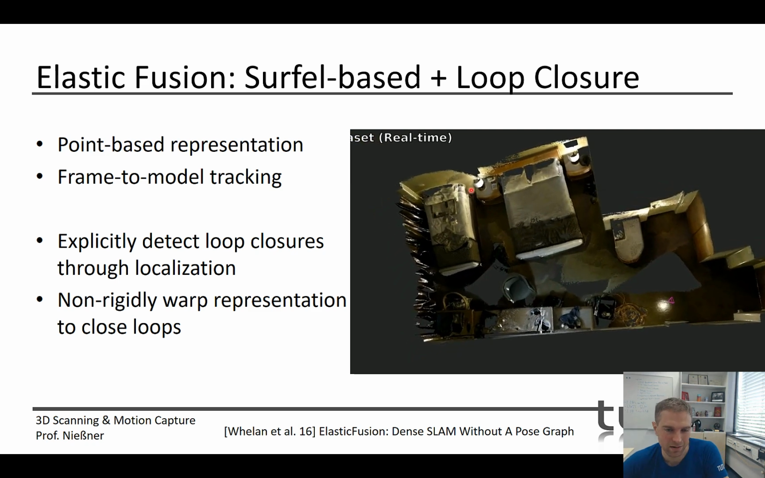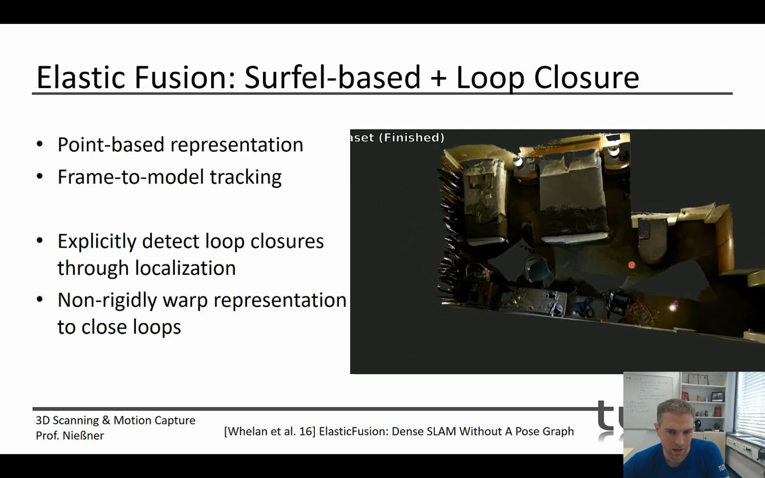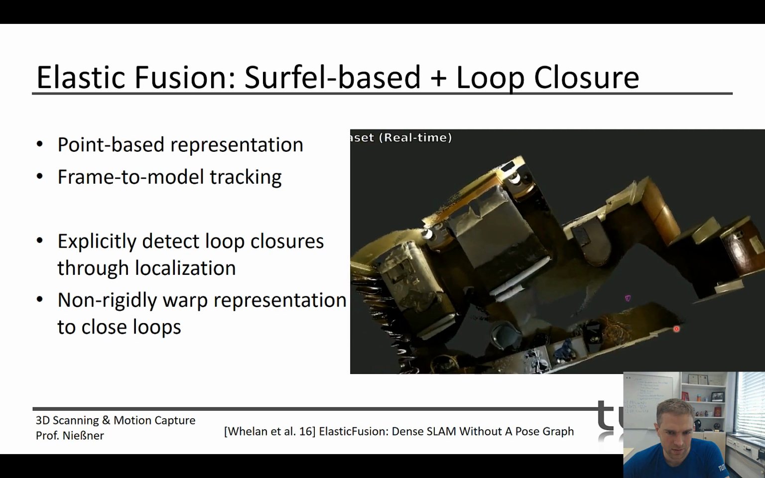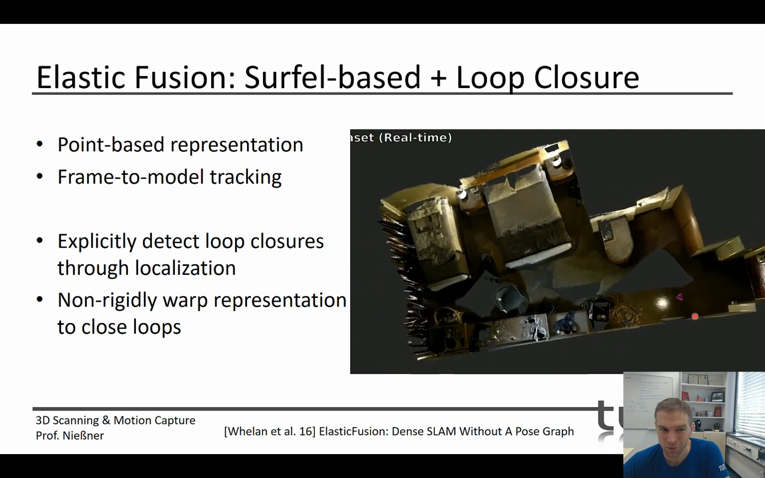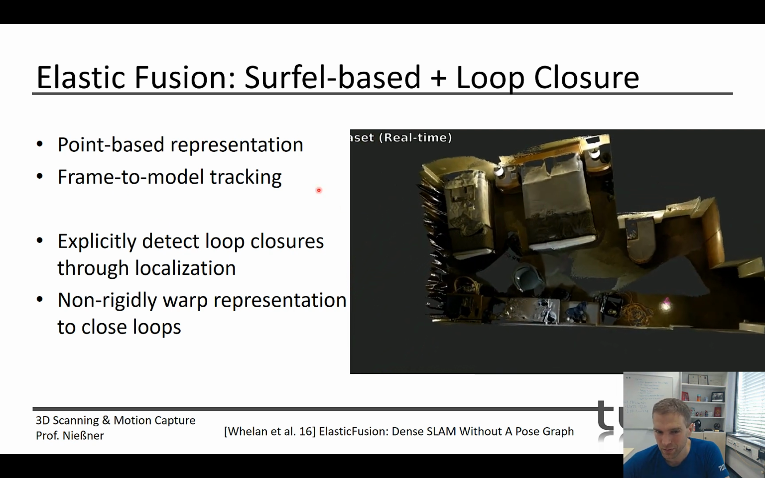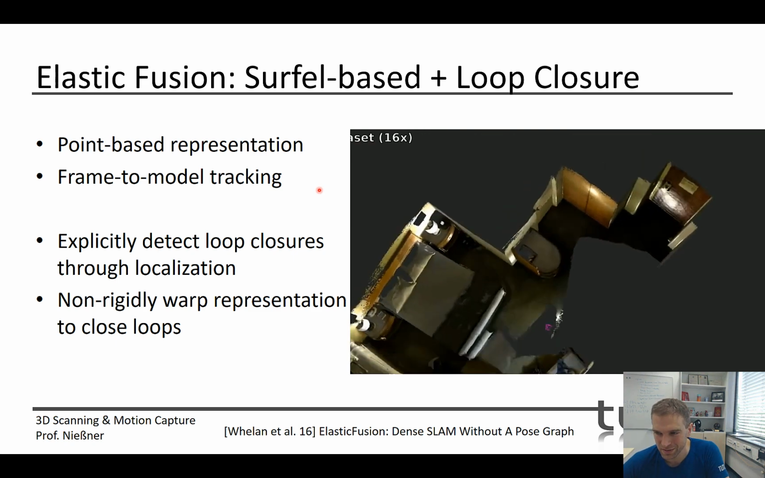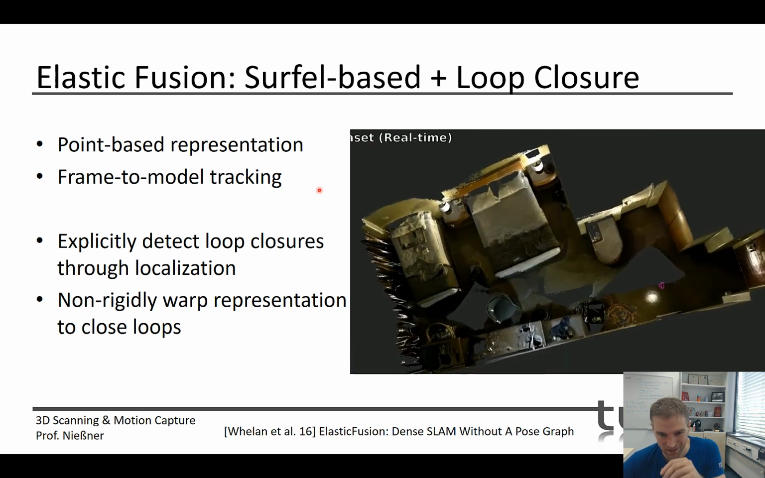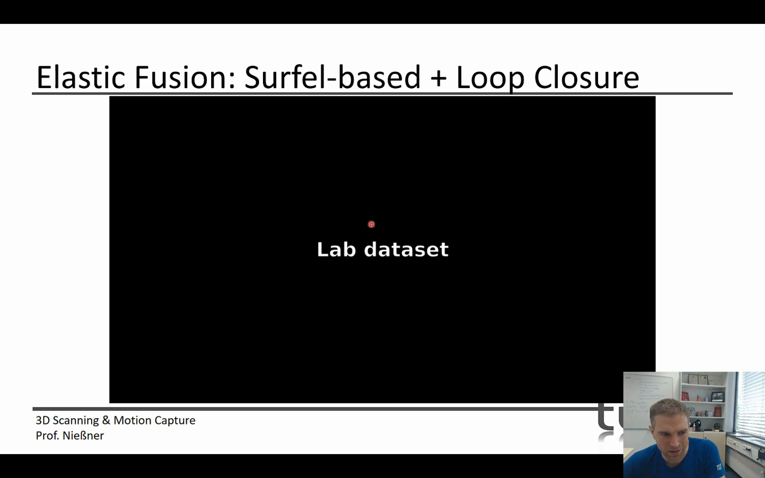And this is what happens here, right? So they do a reconstruction here. And then here was the loop closure detected. Now they detect it, and then they non-rigidly warp the surfel-based points in order to get the final alignment here. Okay. They have another one here I wanted to show.